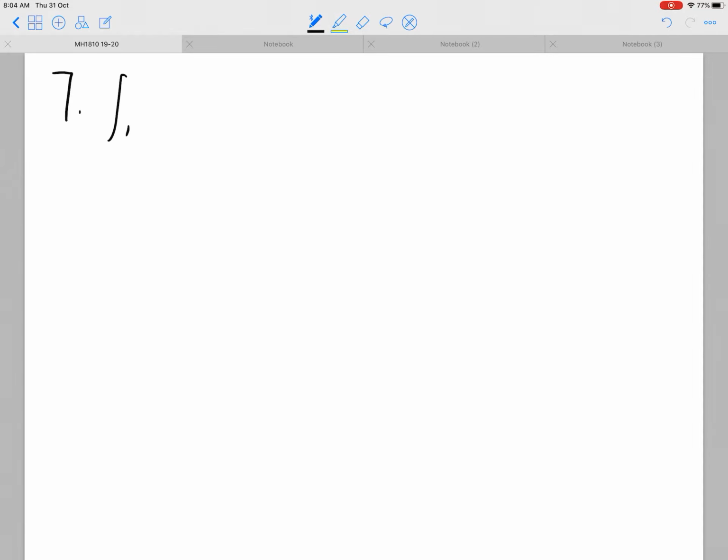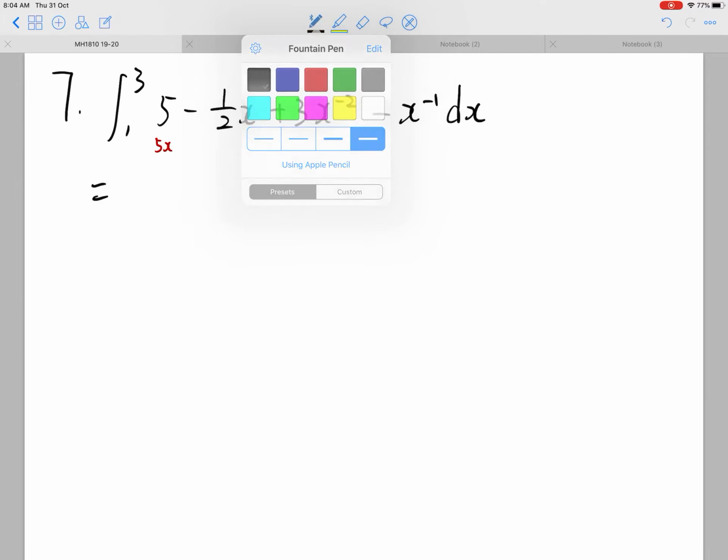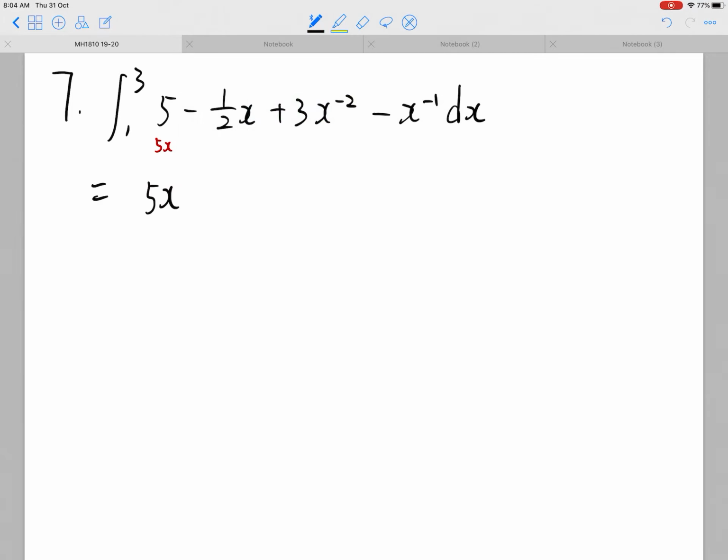Question 7a. The integration of this polynomial. Okay. Notice that the integration of x to the power of n, it's fine, we can just do this. First part, what's the integration of 5? What function's derivative is 5, right? 5x's derivative is 5. So the first part, the integration of 5 is 5x.